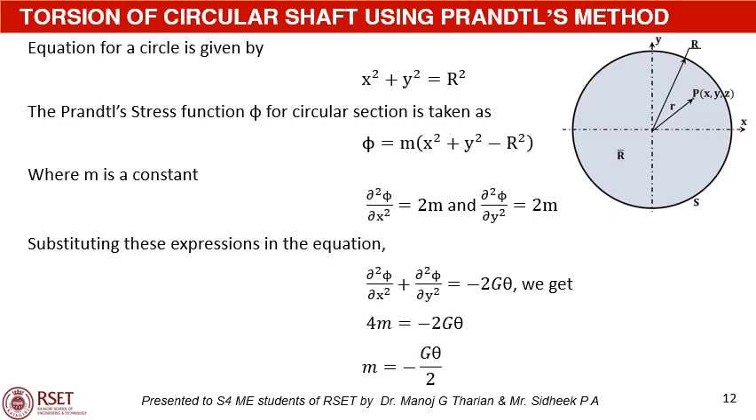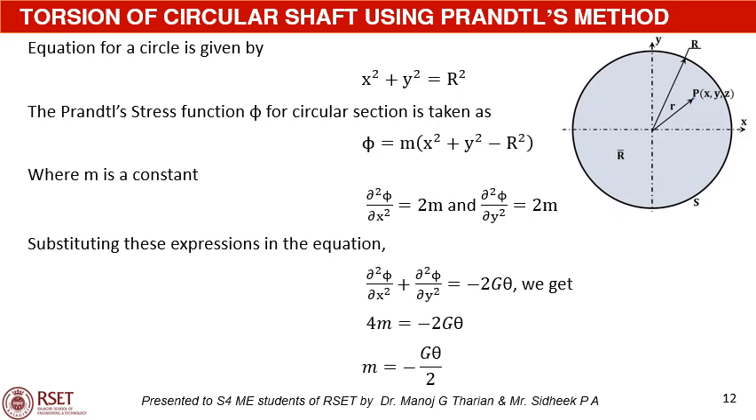Now we will use the Prandtl's method which we have learned for the torsion analysis of a circular shaft. Consider a circular shaft which is subjected to a torque T. The cross-section of the circular shaft is shown in the figure. Capital R is the radius of the shaft. Since capital R notation is used to represent the radius of the shaft, the region of the cross-section is represented by R bar. S is the boundary of the cross-section.